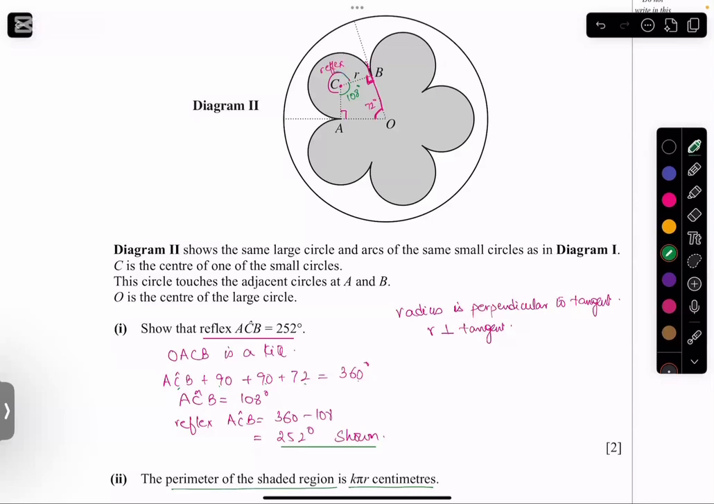So what is going to be the reflex angle? The outer part of the circle here, this is my reflex angle. And for this, I can say it's 360 minus 108, that is going to be 252 degrees. And this is what we had to show, that reflex ACB is 252 degrees. So that is shown to us.